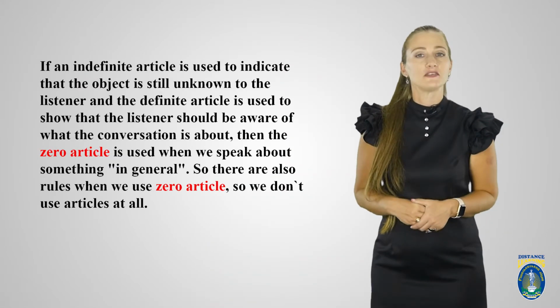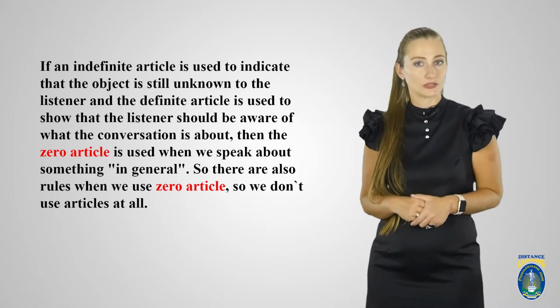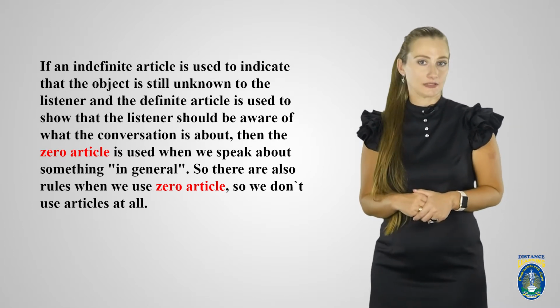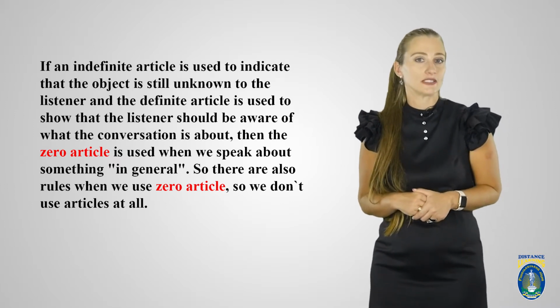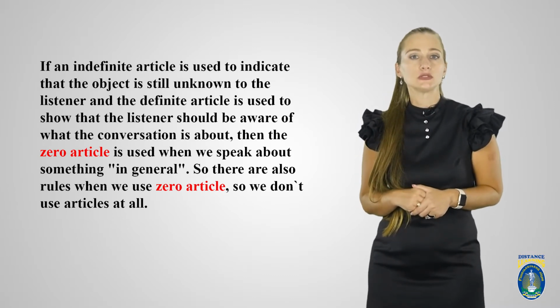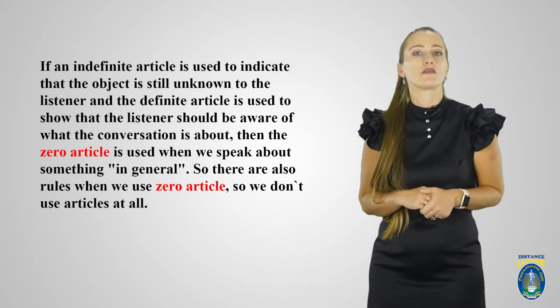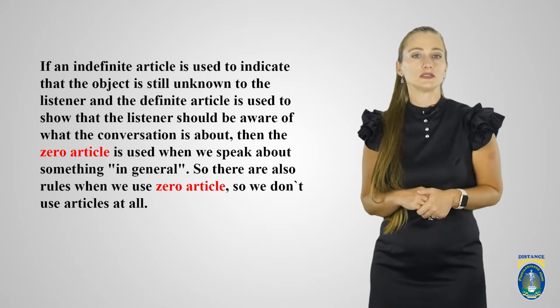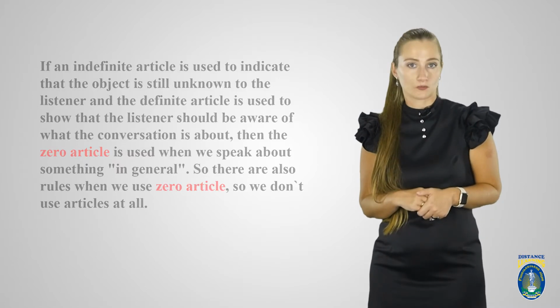And now let's find out when we use zero article. If an indefinite article is used to indicate that the object is still unknown to the listener, and the definite article is used to show that the listener should be aware of what the conversation is about, then the zero article is used when we speak about something in general. So, there are also rules when we use zero article, so we don't use articles at all.